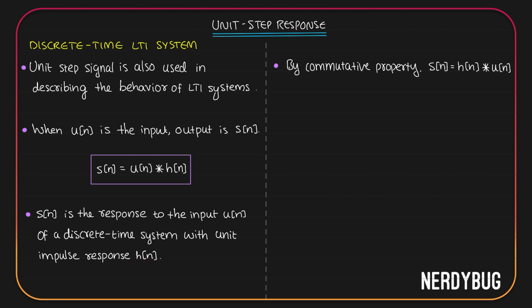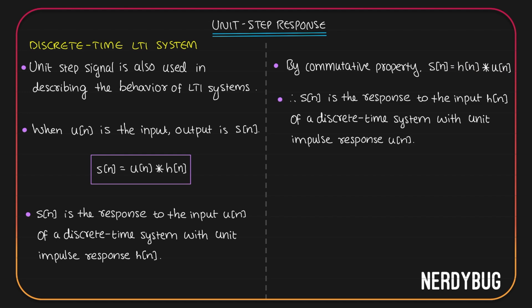But by commutative property, we know that the order of convolution doesn't matter. You can write s of n is convolution of h of n and u of n also. So we can say it like this also. s of n is the response to the input h of n of a discrete time system with impulse response u of n. But which system has impulse response u of n? That's right, an accumulator. u of n is the impulse response of an accumulator. So s of n is the output of an accumulator if you give an input h of n to it. That is s of n.